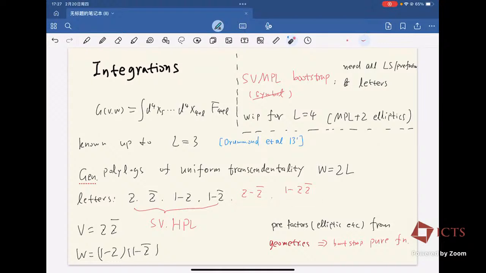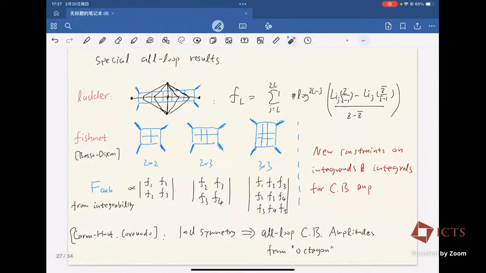So the function space, whether it's single-valued harmonic polylog or a slight generalization of it, is very easy to construct. The difficult thing in order to bootstrap the whole thing is what the prefactors are, what the leading singularities are. But now we know them from the geometry, right? So that's why we can move to even higher loops. And I think there are many interesting results here for the integrated things.